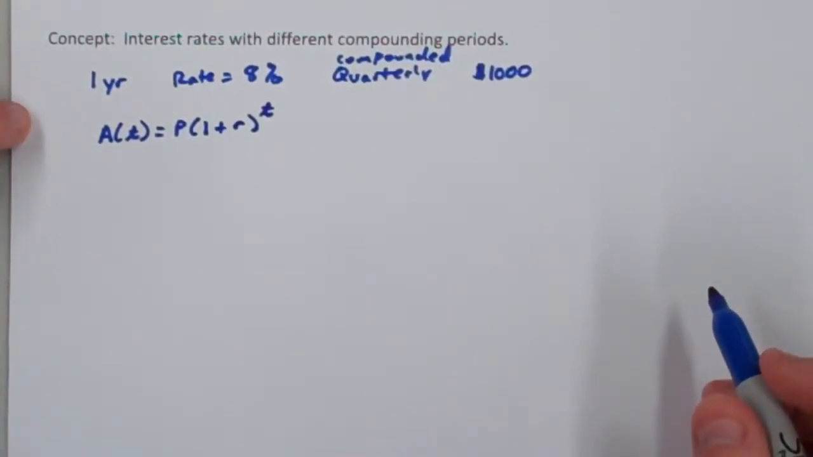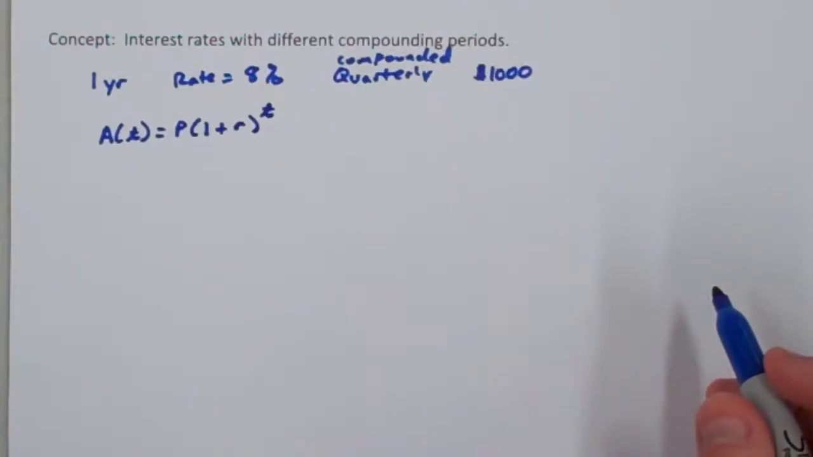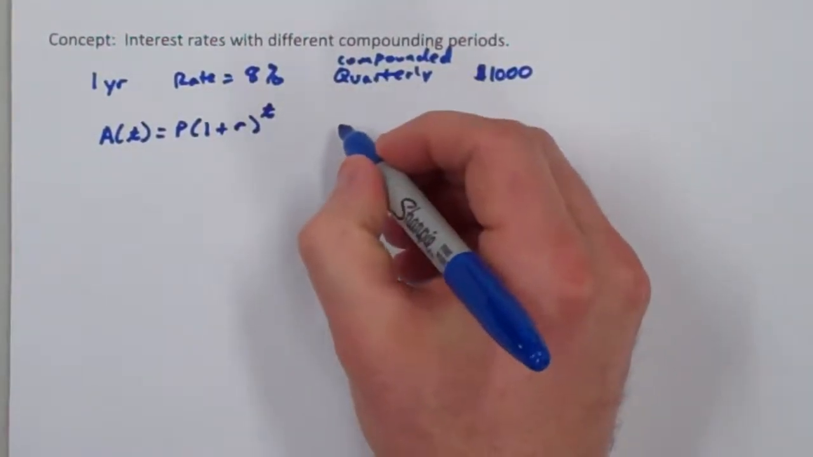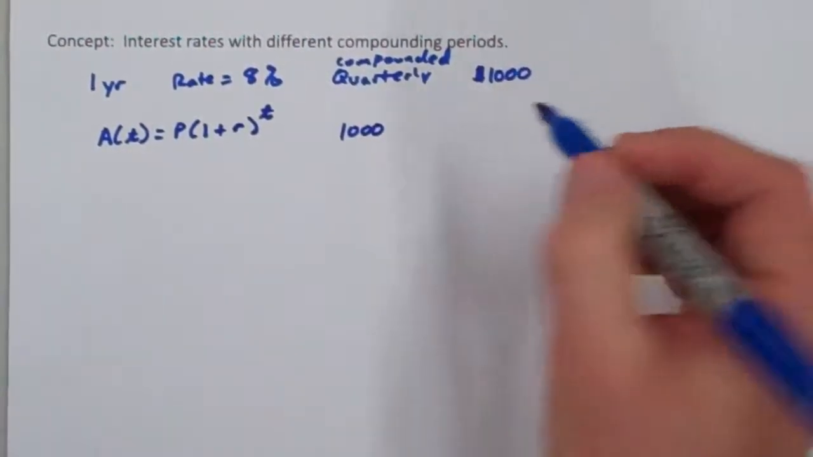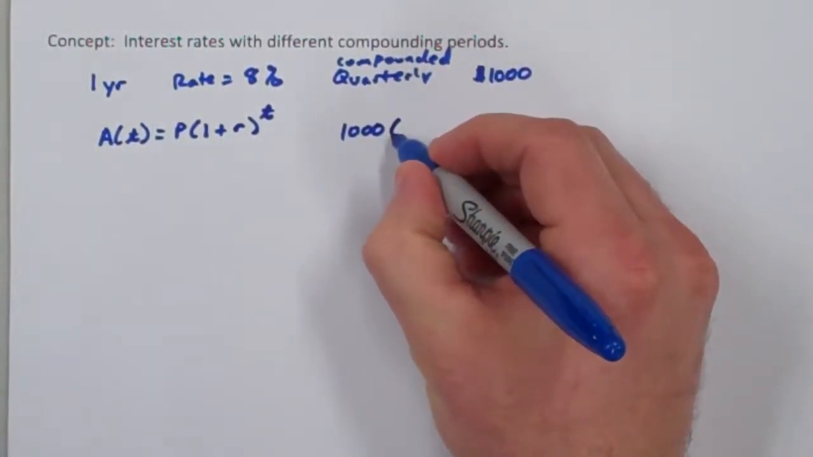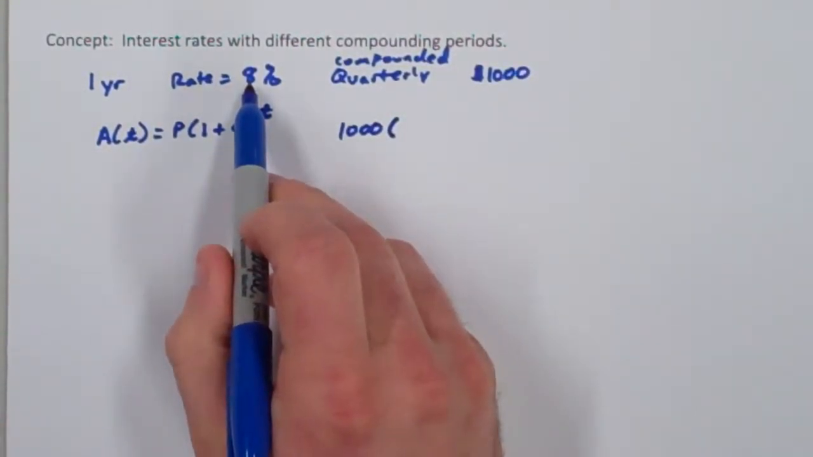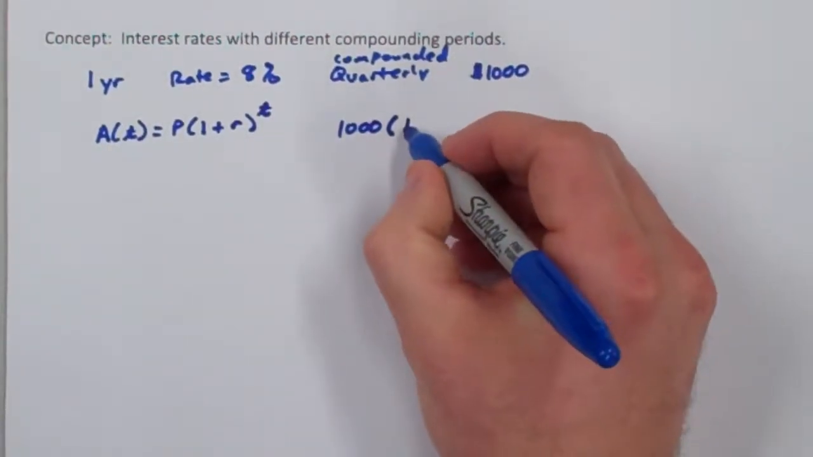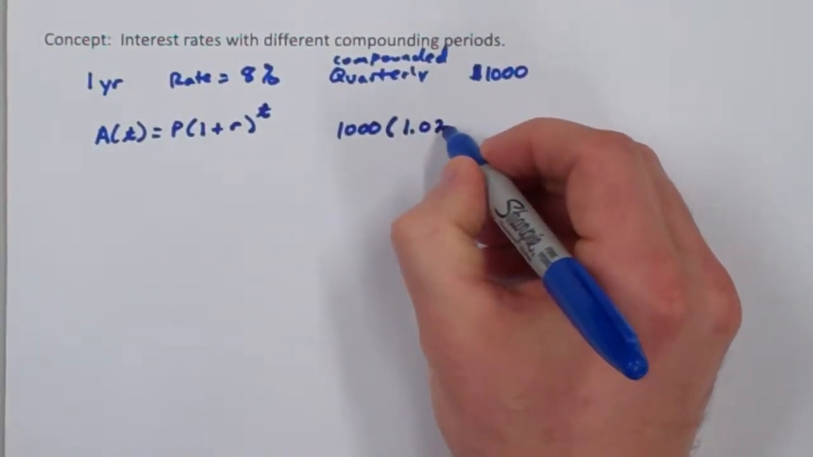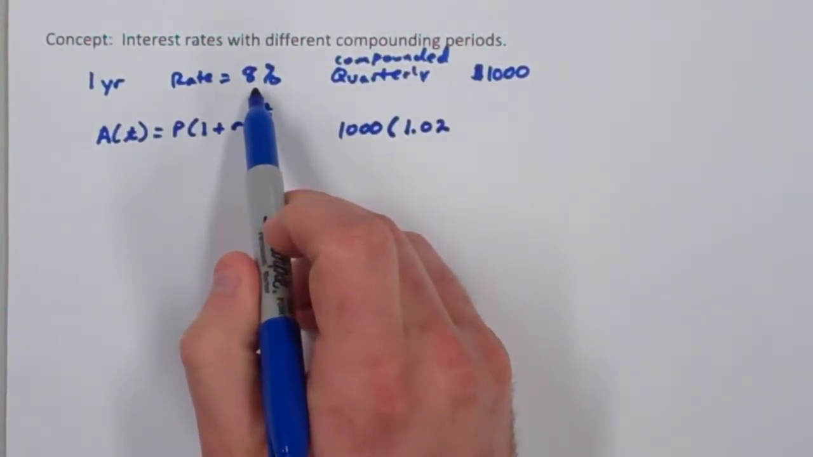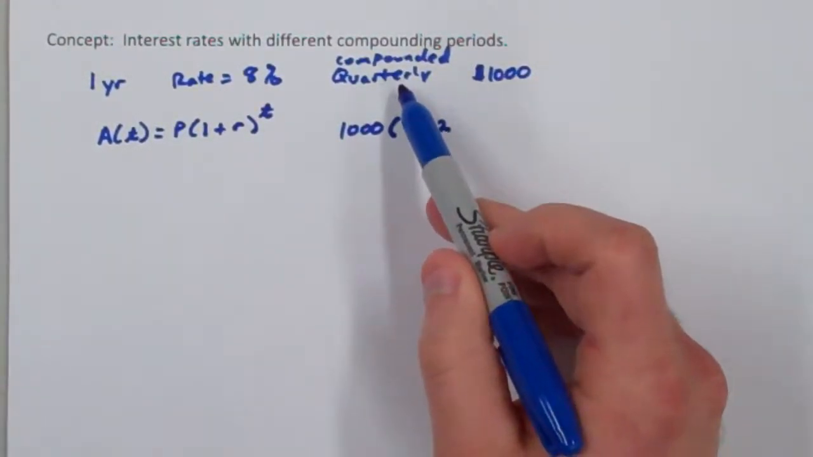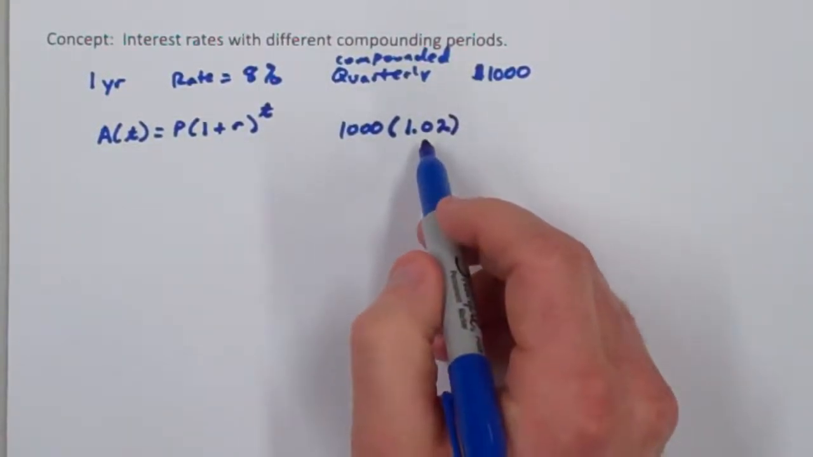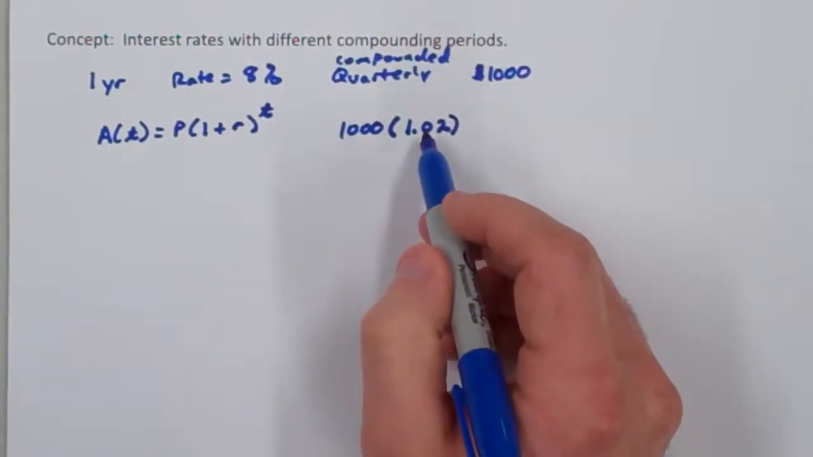Now that works great, except with this whole compounding thing. Because actually what we need to do is take $1,000 and multiply that by 1 plus 8 divided by 4. So it's actually going to be 1.02. So 8% would be 0.08 divided by 4. Again, we're compounding quarterly. And we're going to have to multiply 1,000 by 1.02, and that'll be the first quarter.